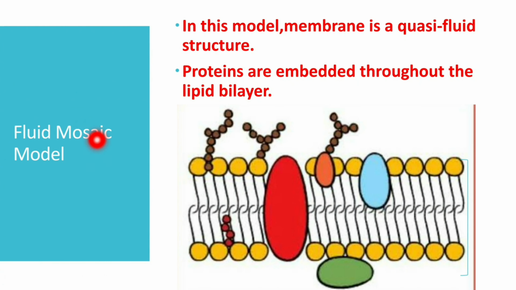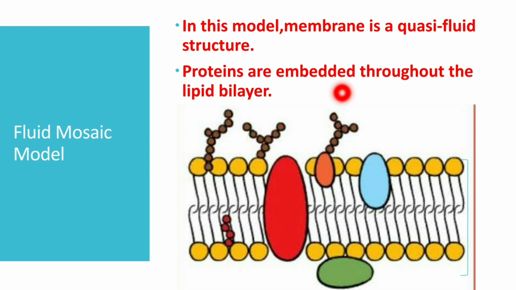Now see the fluid mosaic model. In this model, the membrane is a quasi-fluid structure. Quasi-fluid means the plasma membrane acts both like a solid and a liquid. It functions like a solid by enclosing the contents of the cell, and also functions like a liquid, enabling the molecules to pass through the membrane.